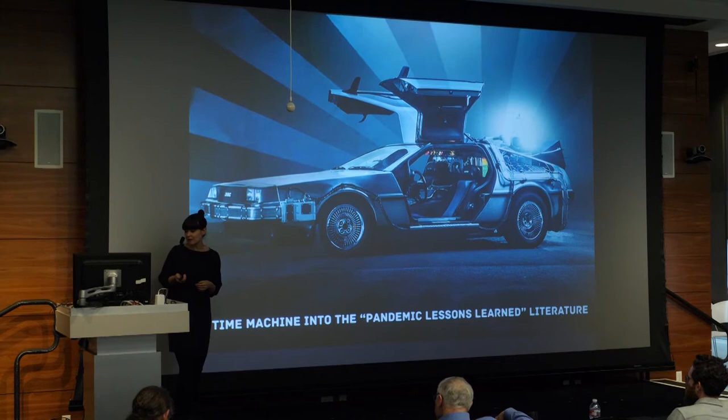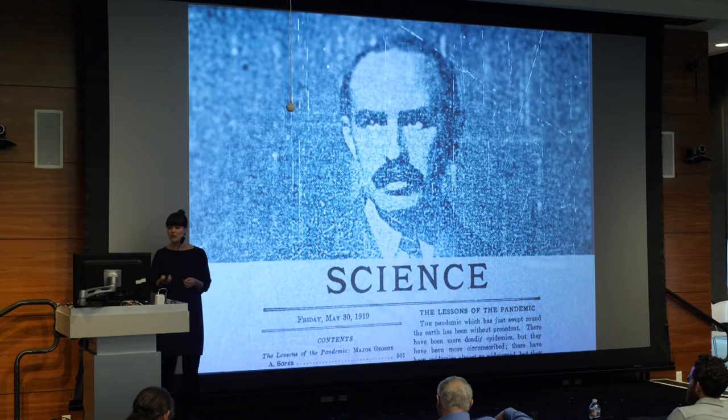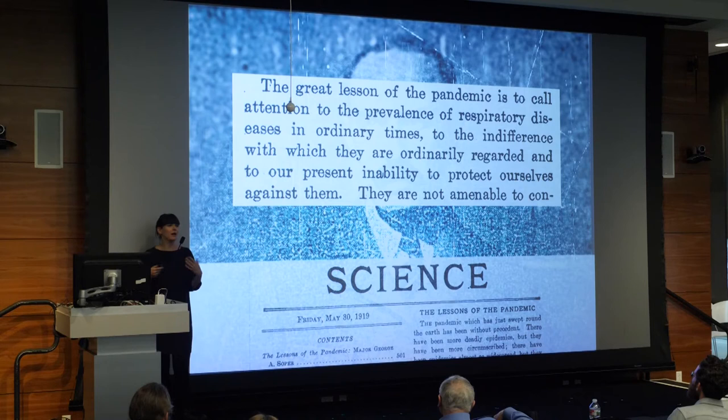It has an early start. 1919, George Soper, writing in Science after the 1918 influenza pandemic, was describing some lessons learned around understanding the basic biology of the causative agent and the prevalence of respiratory diseases in ordinary times. So at this point, the lessons learned were like, okay, what can we learn about the biology of this?